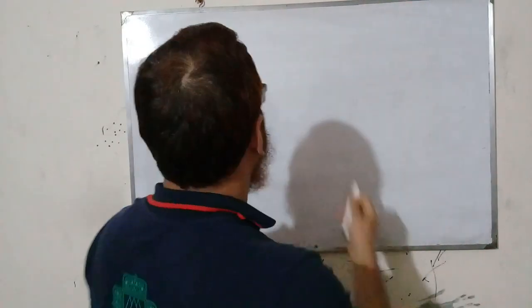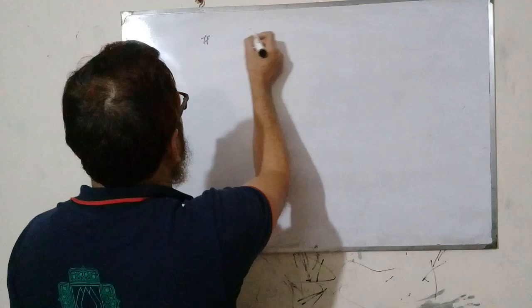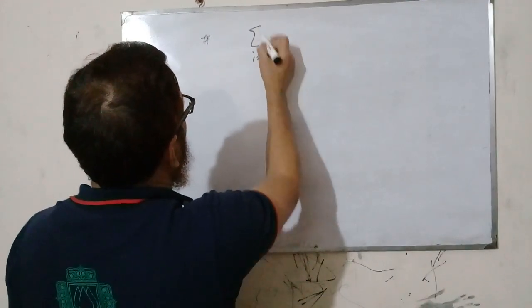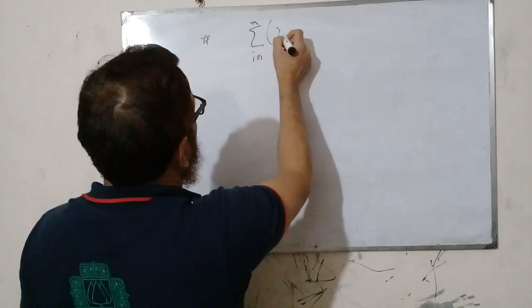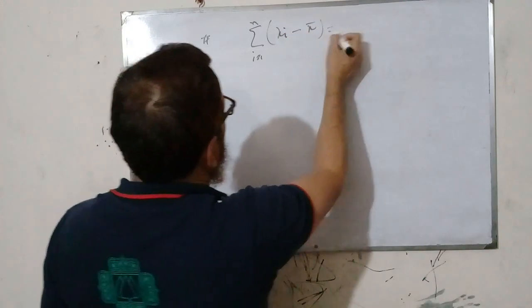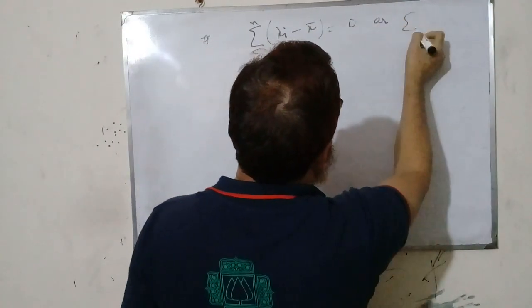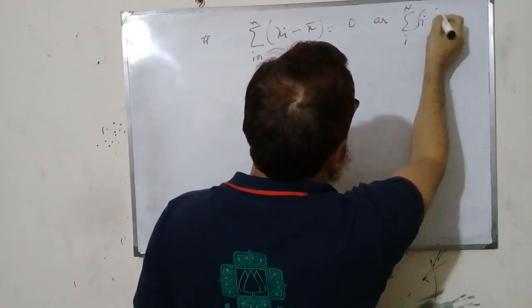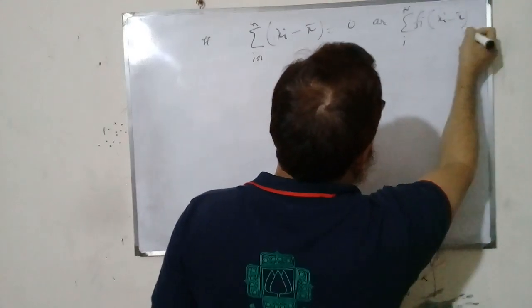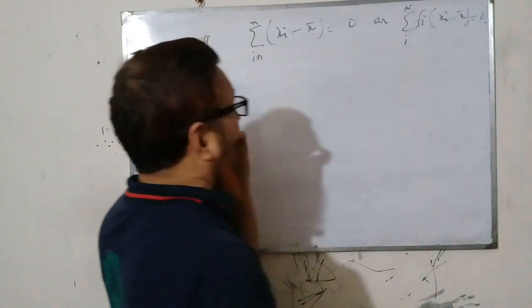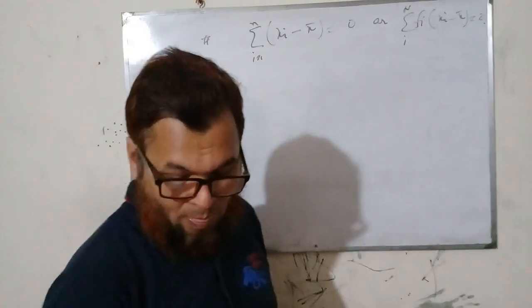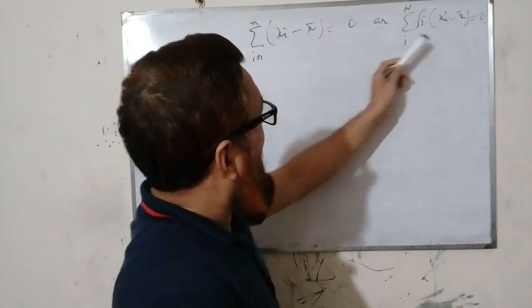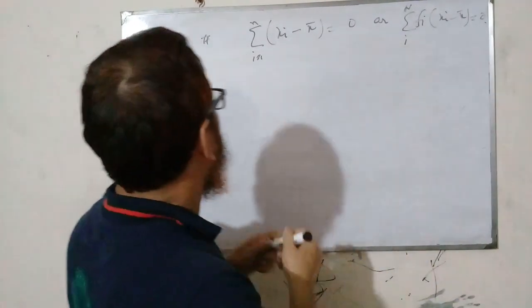Now some theorems. At first, the sum of deviation about the mean is 0. That is, summation (xi - x bar) equals 0, or summation fi (xi - x bar) equals 0. The sum of deviation about the mean is 0.